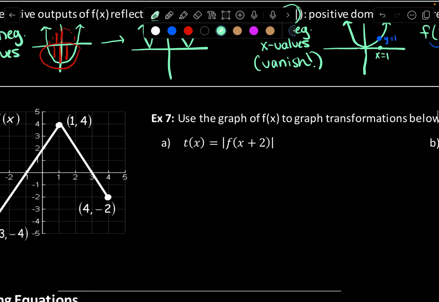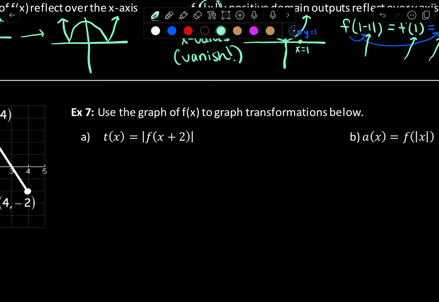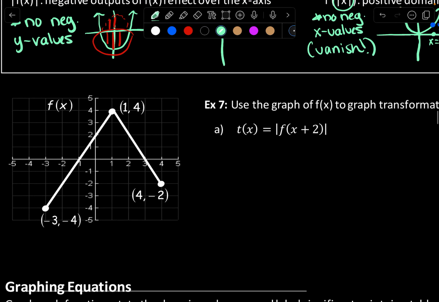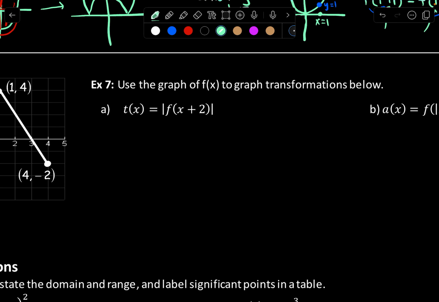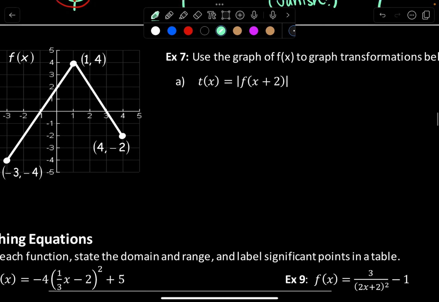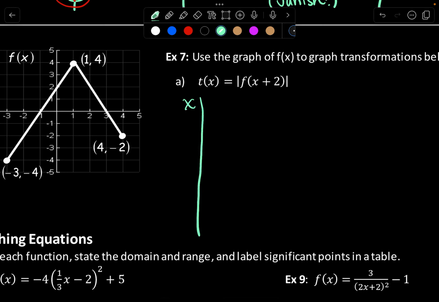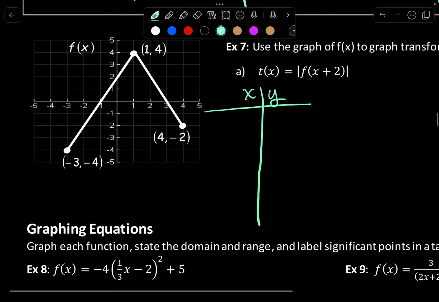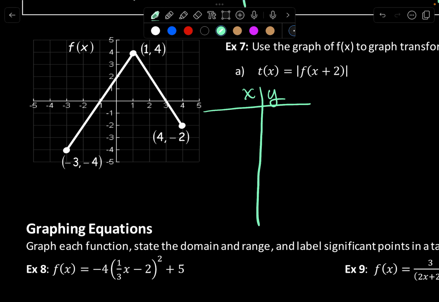Okay. So example 7, use the graph of f of x to graph the transformations below. With this one, we have the absolute value of f of x plus 2. There are two transformations occurring. We have a horizontal translation, and we have an absolute value. So I'm going to go ahead and use a transformation table. You don't have to, but it does help. And again, we are going to ask you to do a transformation table, so the practice is going to be good. So we already see 3 key points that I want to use. This one, and this one.